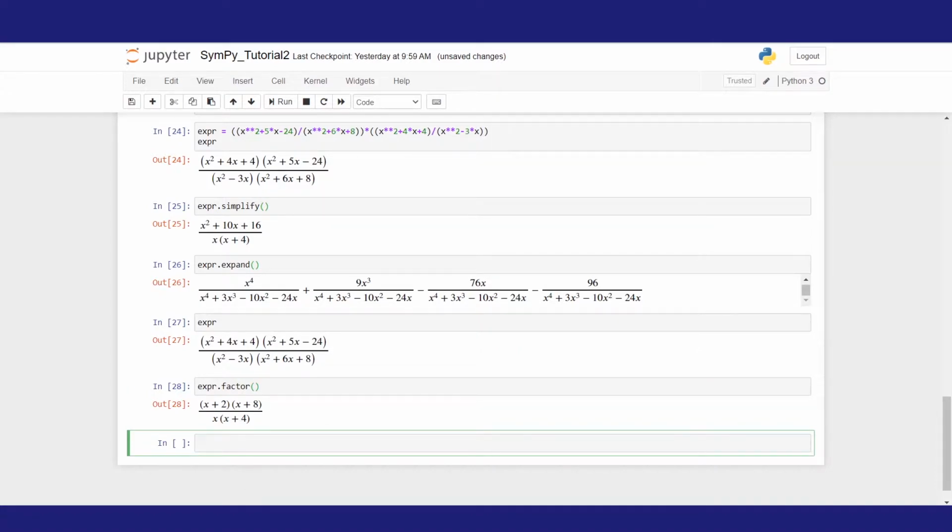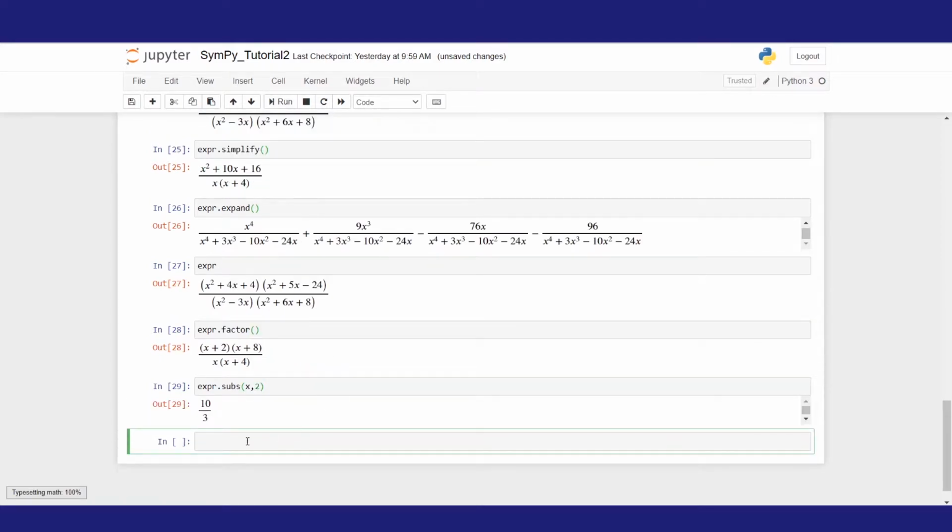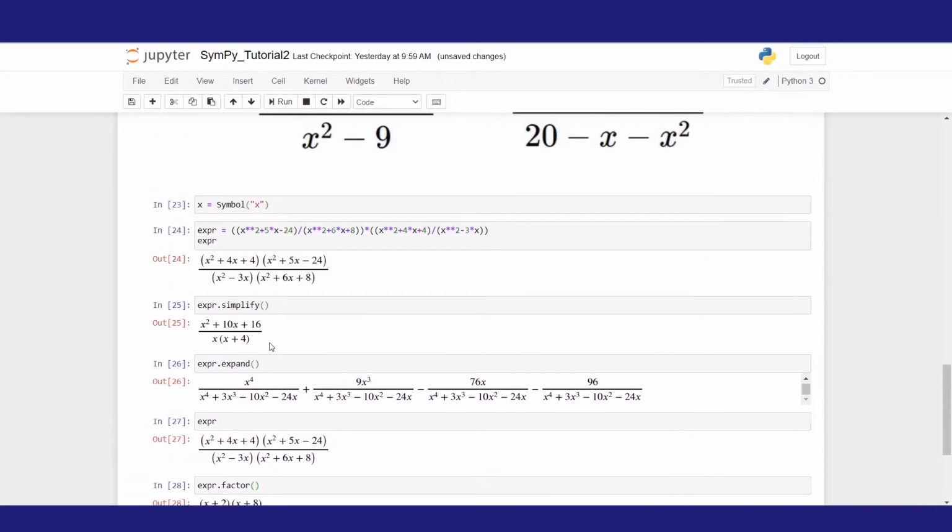If I wanted then to substitute, I would simply say expression dot subs. I'm substituting for x with maybe 2. That gives me the answer 10 over 3. By substituting x as 2, x plus 2 becomes 4, and then over 2 into 6, so that becomes 10 over 3. When you do that, it becomes simple for all the expressions.